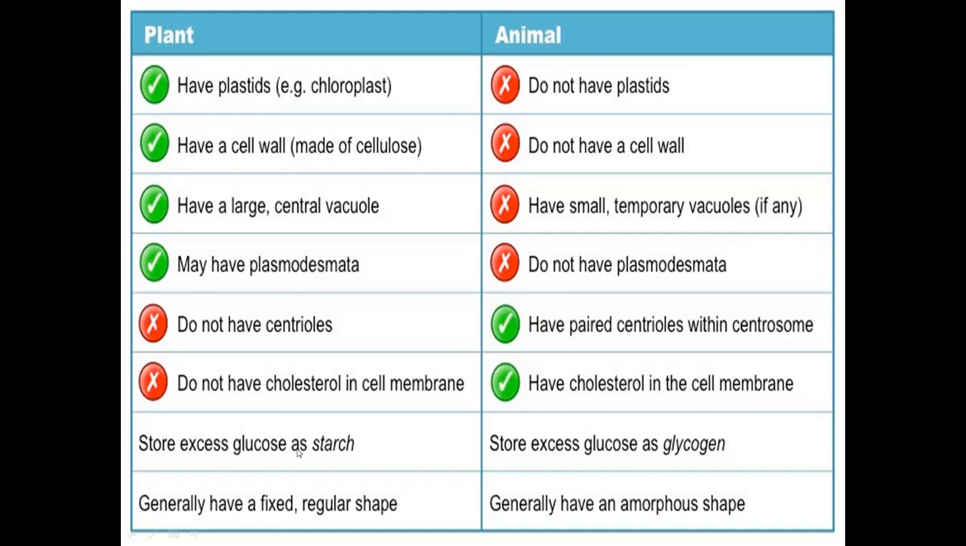Plants store excess glucose in the form of starch, but animals store excess glucose as glycogen. Generally, plant cells have fixed regular shape, and animal cells are generally oval, or they do not have a regular shape.